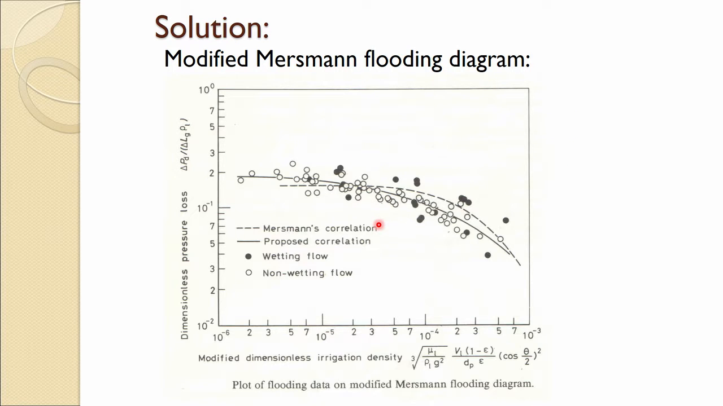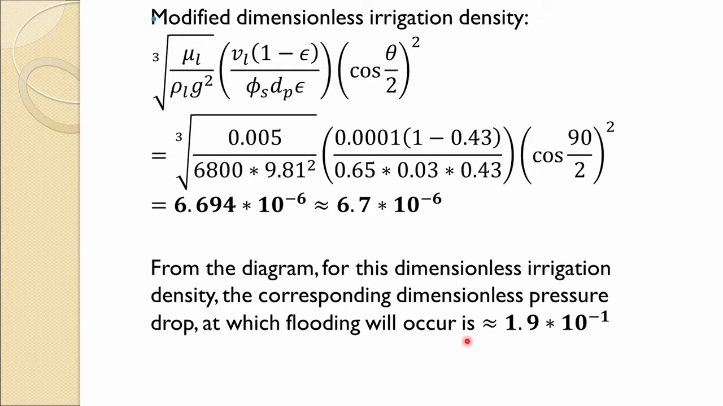In this one, we will use the modified Mersman flooding diagram which was shown before. So, we need the values of these parameters, where mu L is the viscosity of the metal, rho L is the density of the metal, gravitational force, velocity of liquid, void fraction in the dropping zone, particle size and the contact angle. And similarly, here is the pressure drop per unit length, delta P over L, and rho L is the density of the liquid. So, we first have to calculate this x axis, the irrigation density, which is given by this.